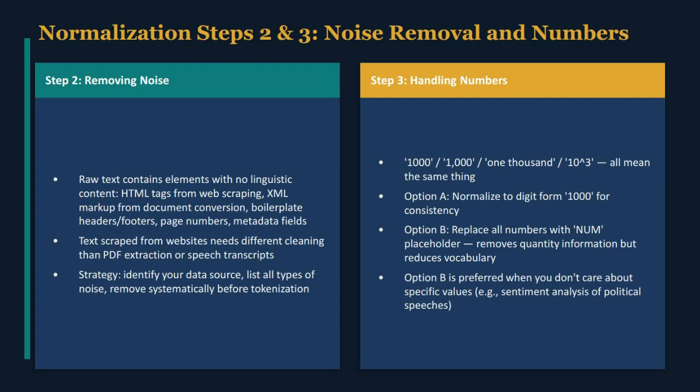The third step, handling numbers. Numbers can appear in many forms, for example, 1000 written as words and written as numbers. Depending on your task, you may want to normalize all of these to a single representation, perhaps the digit form 1000, or to a general placeholder like NUM, that simply marks the presence of a number without preserving its value.